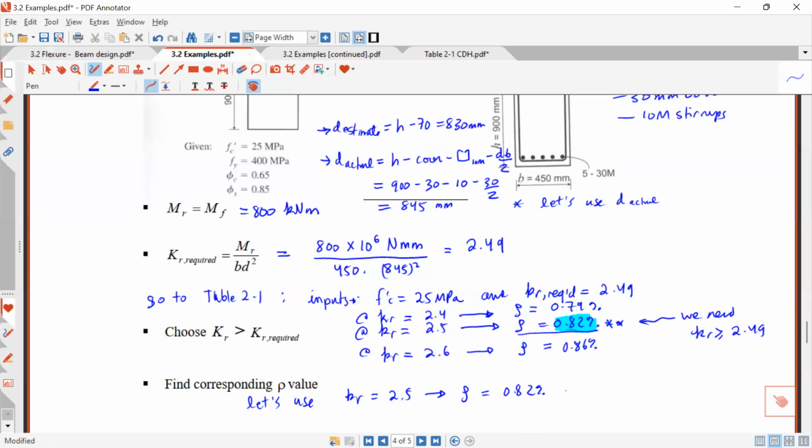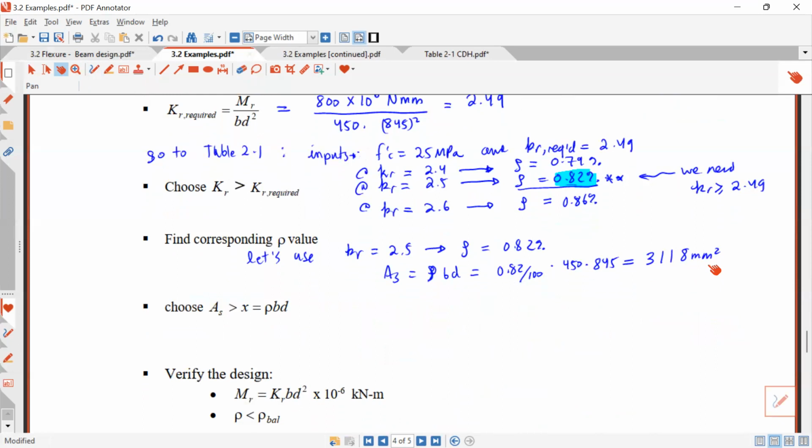So the AS that's needed is rho times B times D, so 0.82 over 100 times B, which is 450, times D, which is 845. If I do this, I'm going to end up with 3,118 millimeters squared. Okay, we ran out of time now, so I'm going to stop here. But we have this AS that we need.